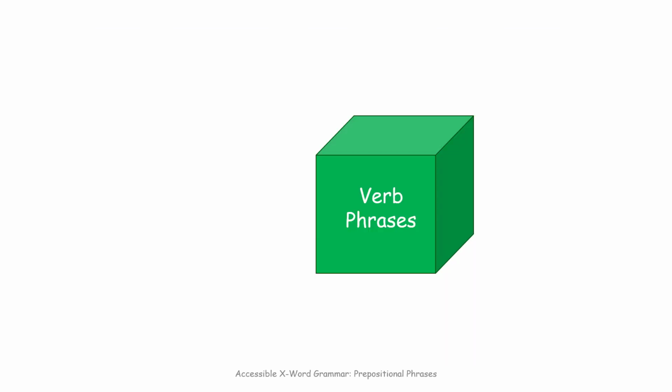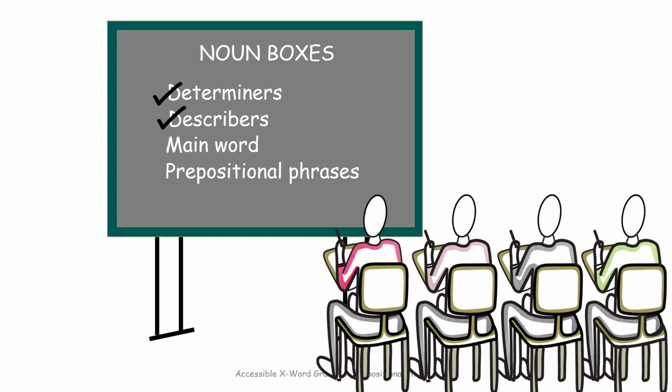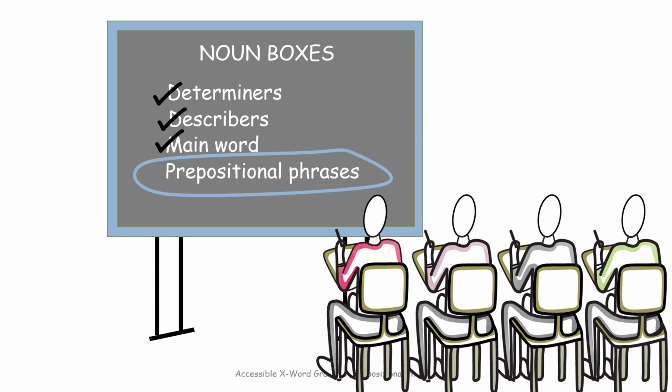We learned about verb phrases in the beginning of the book. Now we are learning about noun boxes. So far, we have had lessons on determiners, describers, and main words. Now we will look at prepositional phrases. We will look at them in noun boxes and as adverbials.